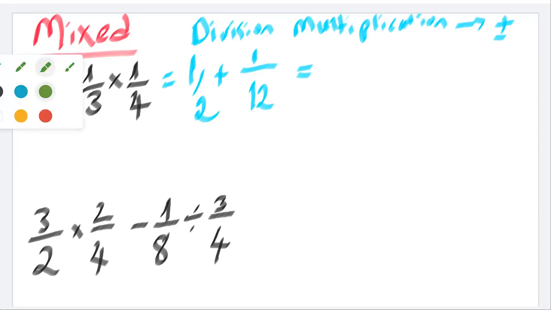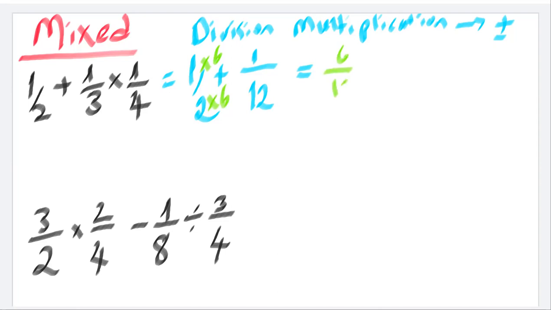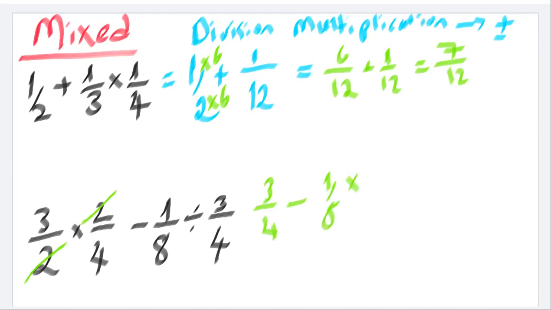For this one, we do the same rule. We multiply both sides by the same number to get the same denominator, and it will be 7 over 12. So same thing, we can do it here. If possible, you can simplify first. So it will be 3 over 4 minus 1 over 8 times 4 over 3.